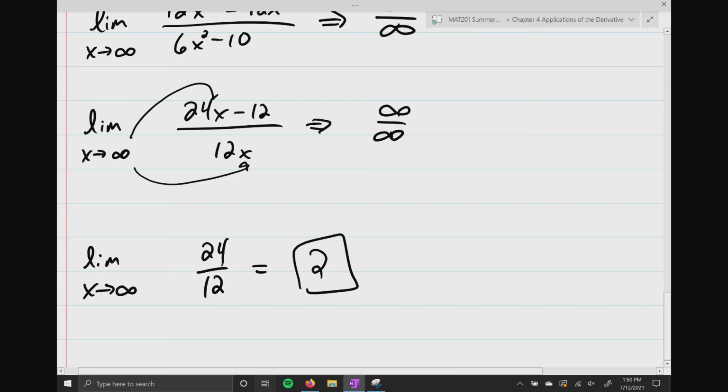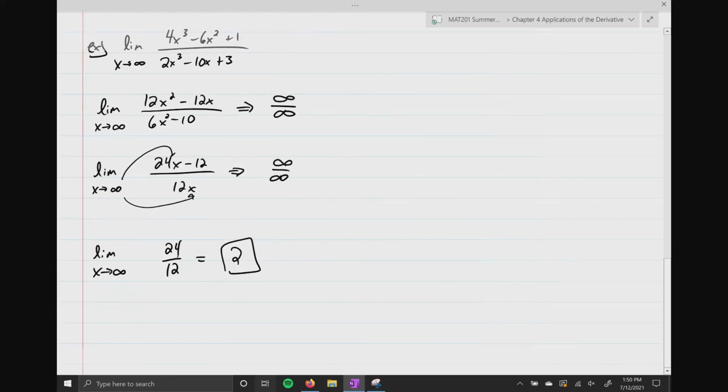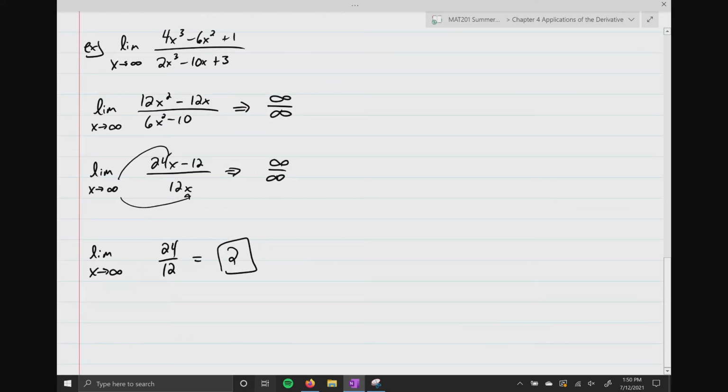So I'll zoom out here. The limit as x approaches infinity of 4x to the third minus 6x squared plus 1 all over 2x to the third minus 10x plus 3 equals 2.